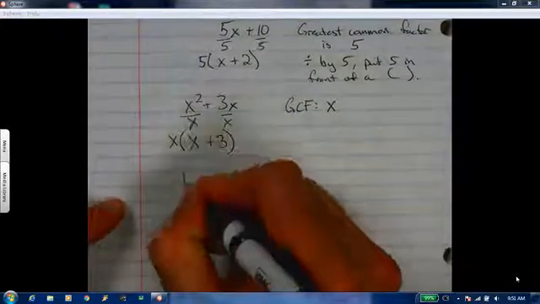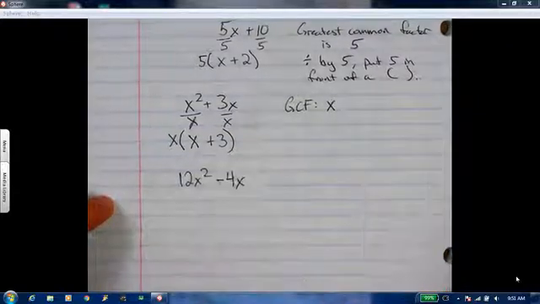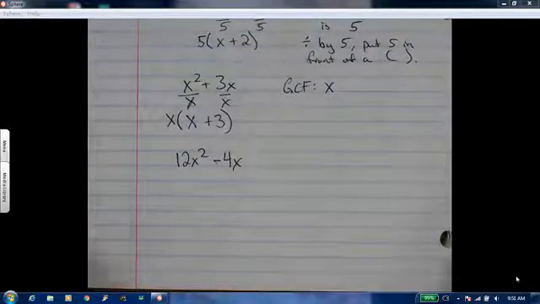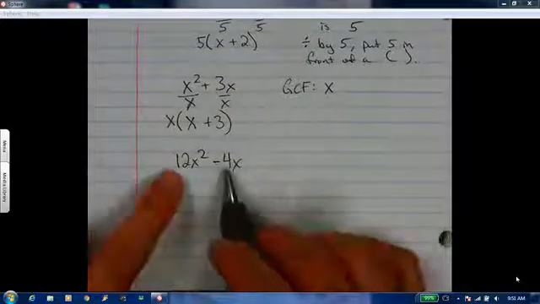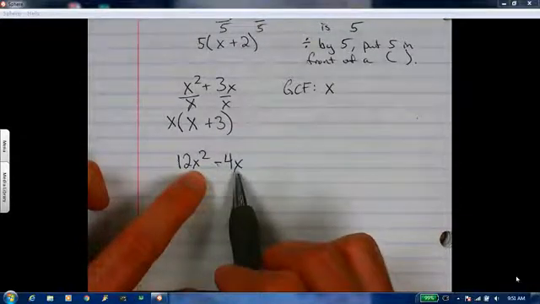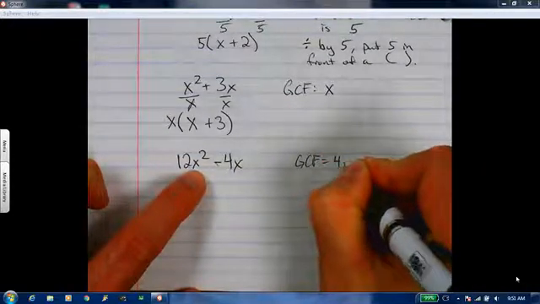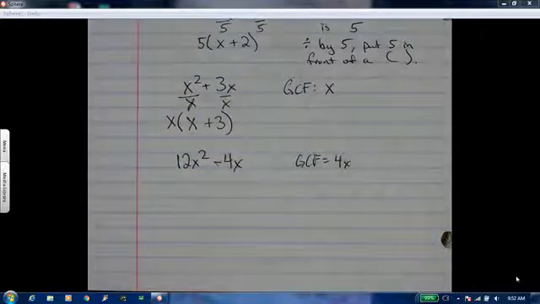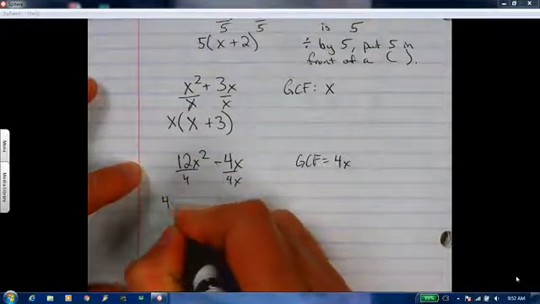So let's do 12x squared minus 4x. 12x squared minus 4x. 4 and then. So look at the numbers. Look at the variables. So look at both parts now. I'm putting both parts together here. 4 and then x. So here, greatest common factor is going to be 4x. 4x goes in front, do a parenthesis.